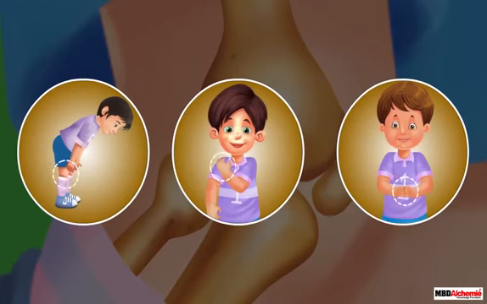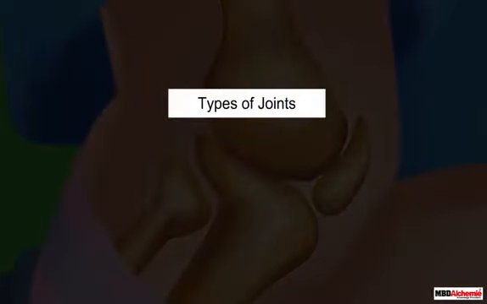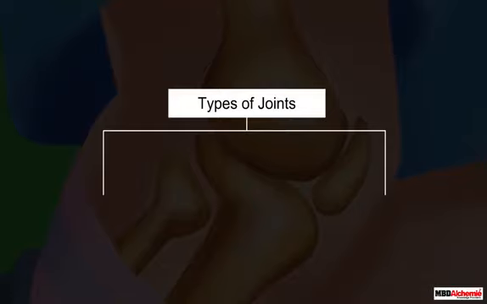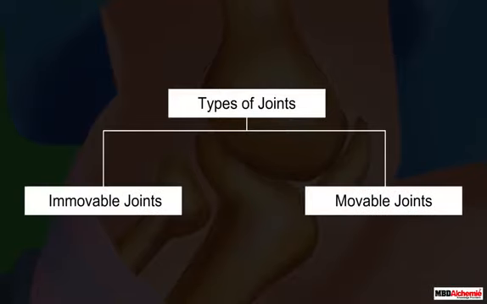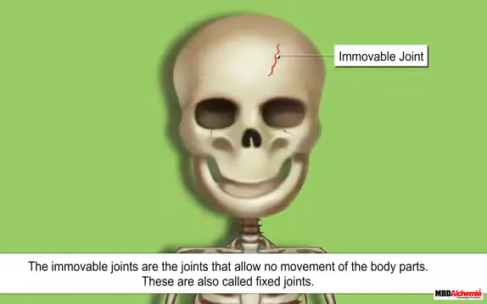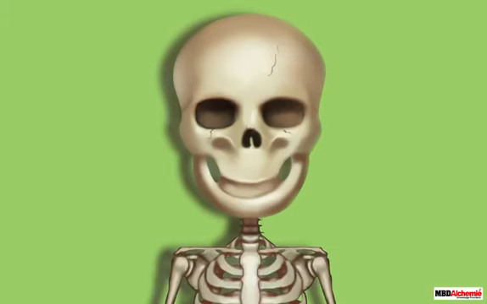Not all joints allow movements. On the basis of whether the joint helps in the movement or not, these joints can be categorized into two types: immovable and movable. The immovable joints are the joints that allow no movement of the body parts. These are also called fixed joints. Such joints are found in the skull.